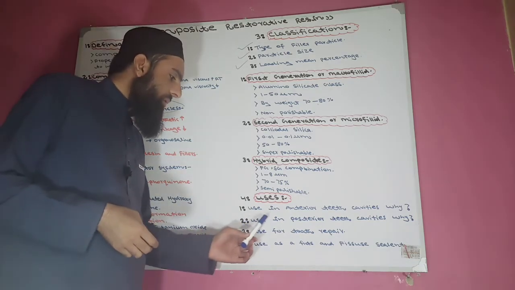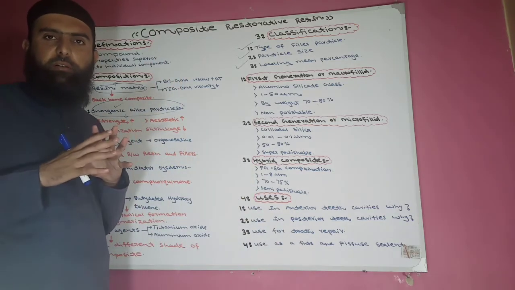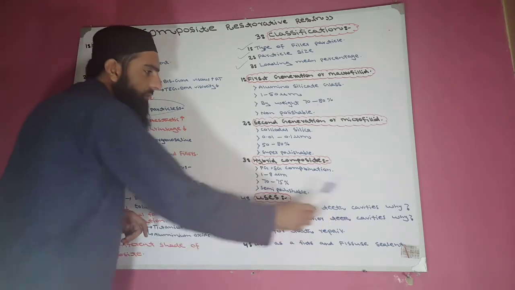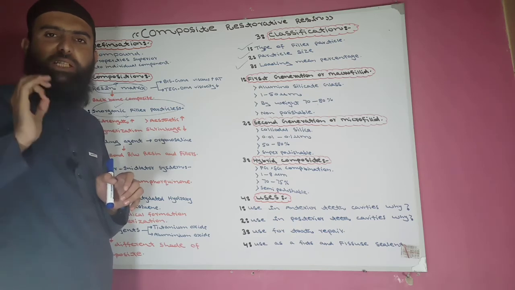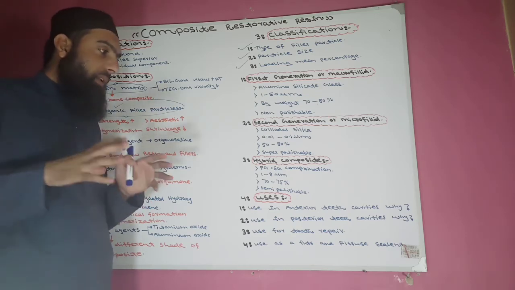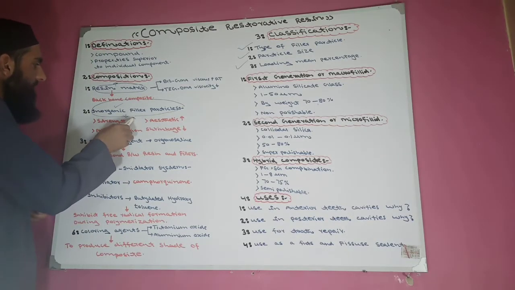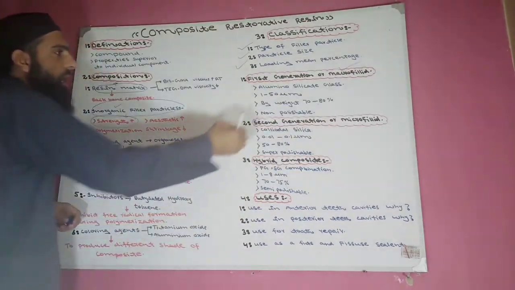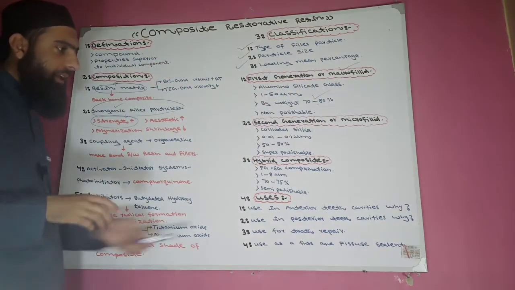Second use is in posterior teeth cavities. Composite restorative resin is also used in posterior teeth cavities. Why is it used? Due to its strength. And where does its strength come from? The strength again comes from the inorganic filler particle, like in macrofilled. Due to the high percentage of inorganic particle, the strength comes.